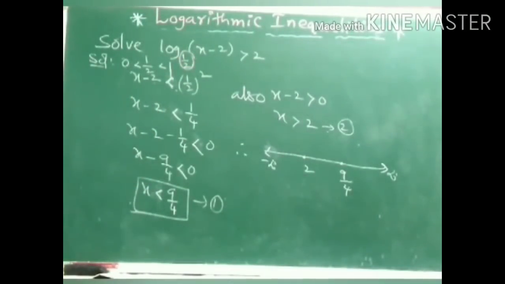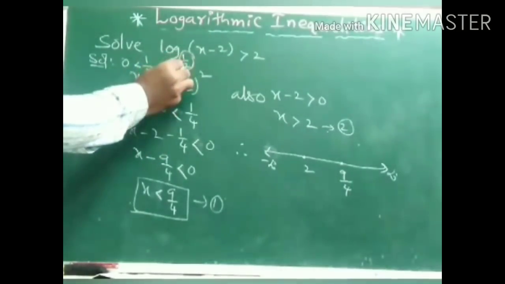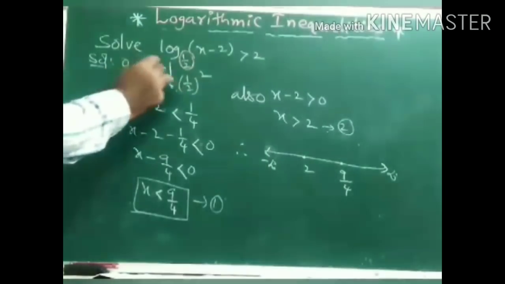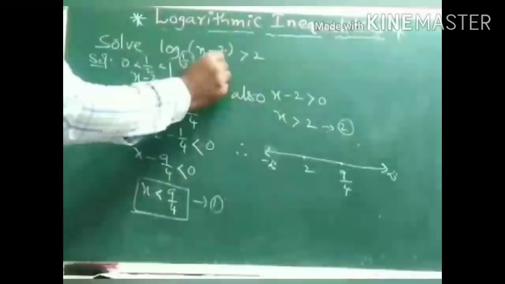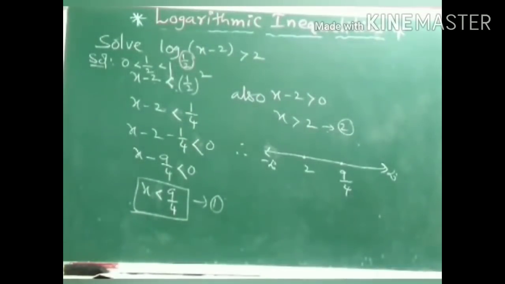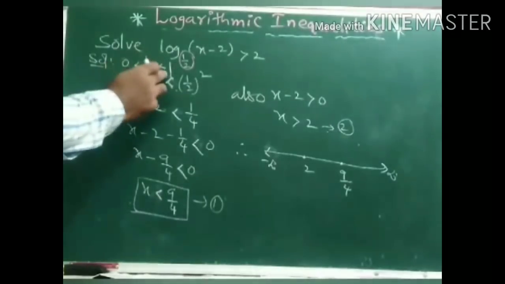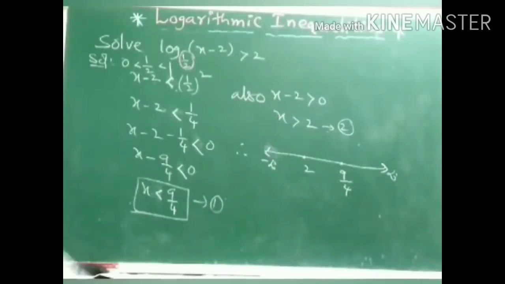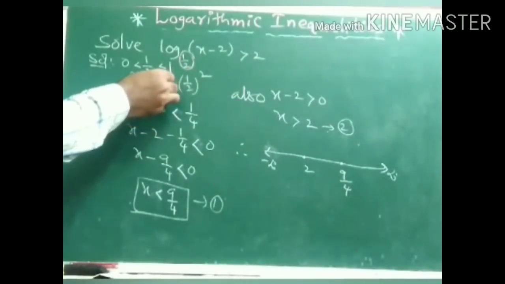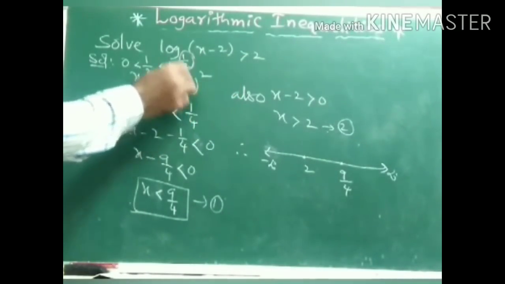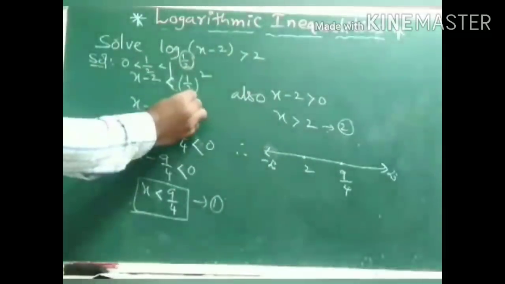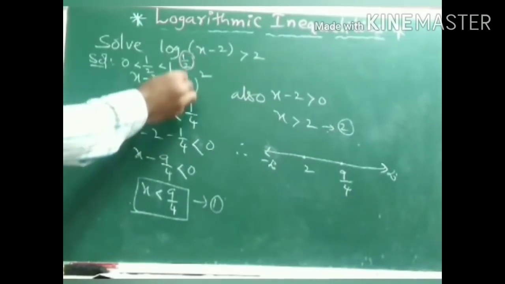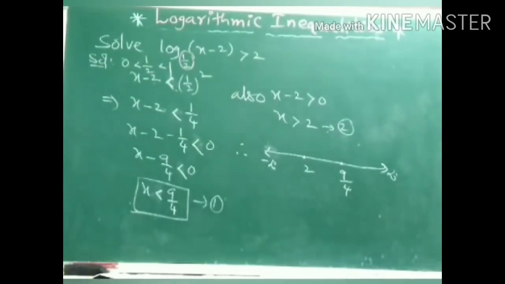You understand? So first look at the base. Base is half. Clearly half is the value which lies between 0 to 1. If it is greater than 1, then there is no change in the inequality. But here it lies between 0 to 1, I mean less than 1. Hence there will be a change in the inequality. Instead of greater than, we need to take less than. And this step is very clear. The logarithmic base is going to be the ordinary base. That is, x minus 2 is less than 1 by 2 whole square, which is 1 by 4.